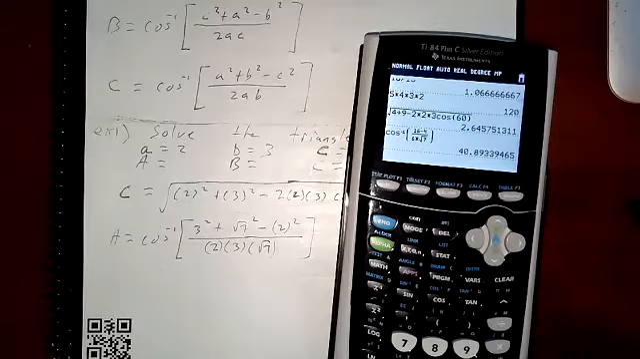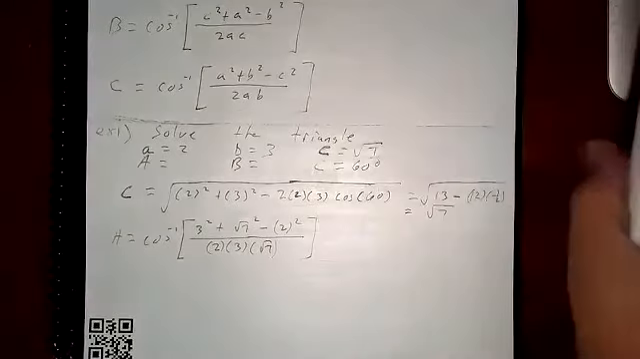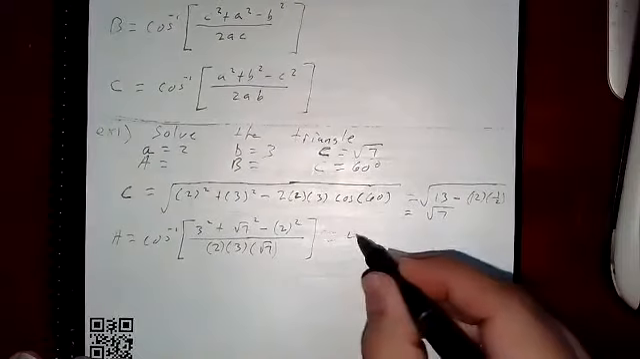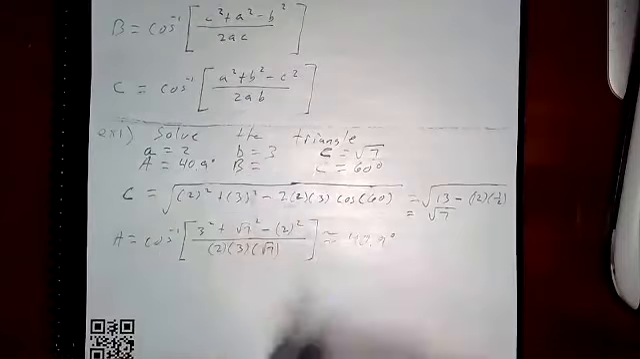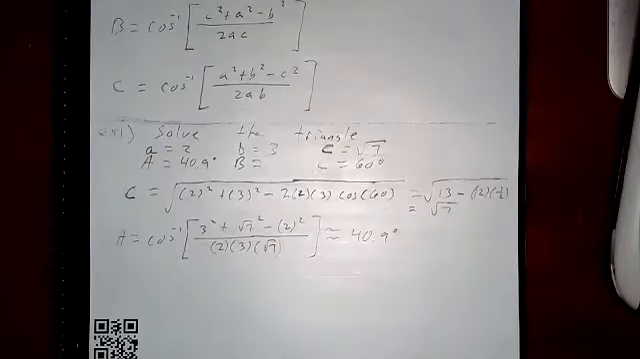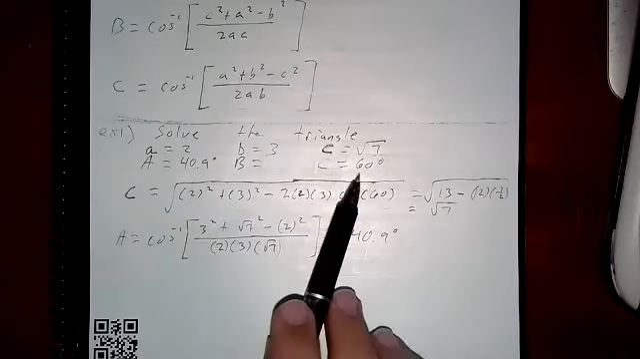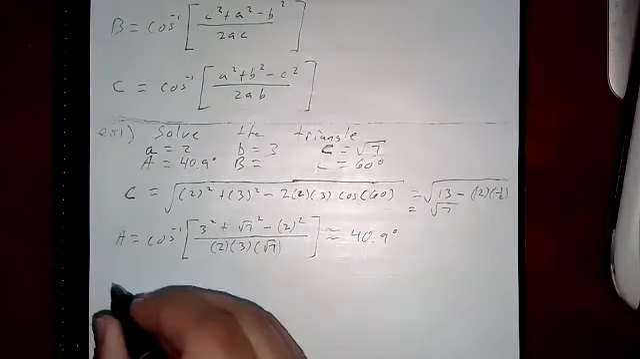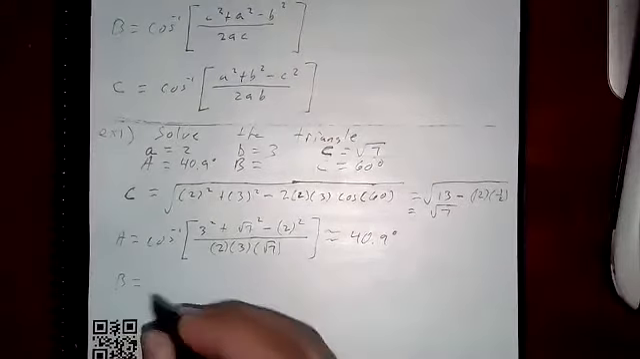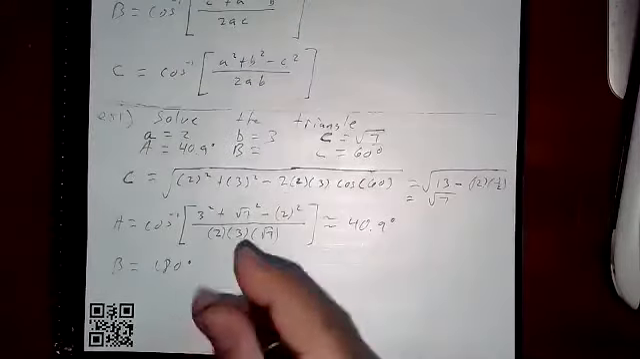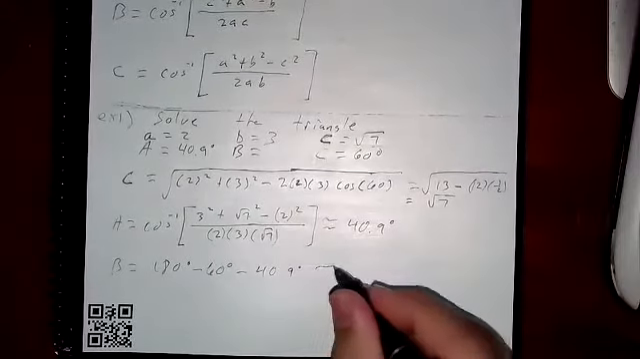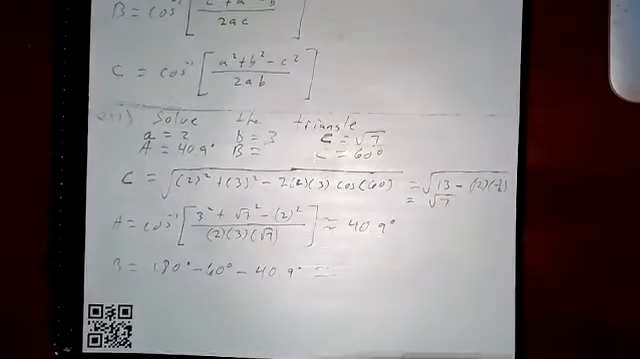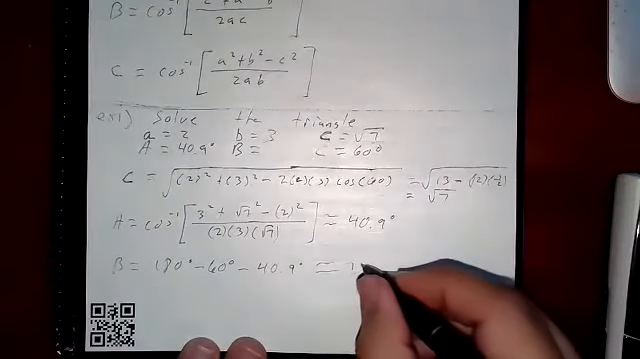And so the first one, round to 1 decimal place, is 40.9. So that is approximately 40.9 degrees. All right. Now, I could do the same and find the other one, or we could use the fact that the sum of all angles is equal to 180, right? So B should equal 180 minus 60 minus 40.9. That is approximately 79.1, right?